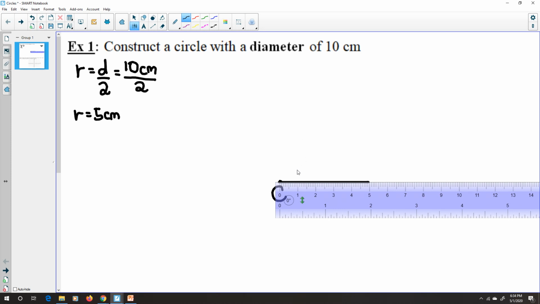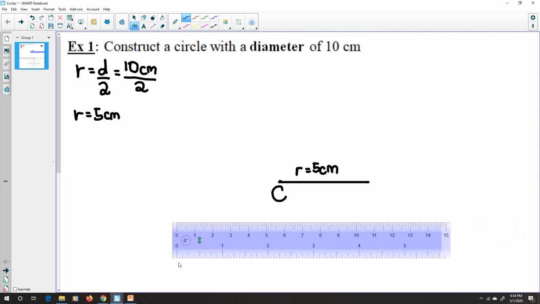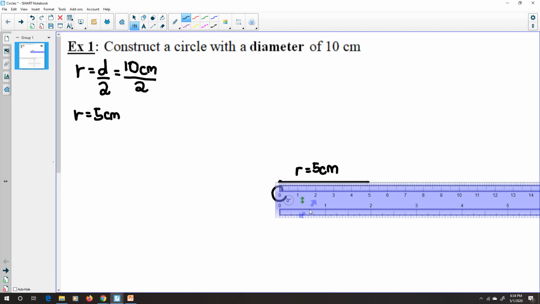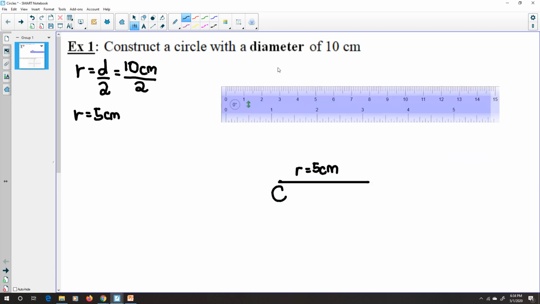I'm going to label the radius. So I'm going to say R is equal to 5 centimeters. And I'm going to take the ruler and just put it to the side for a moment. Let's put it up here.